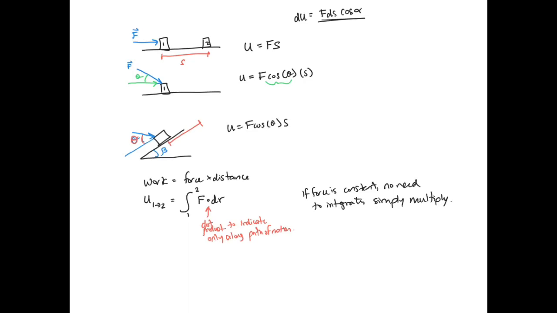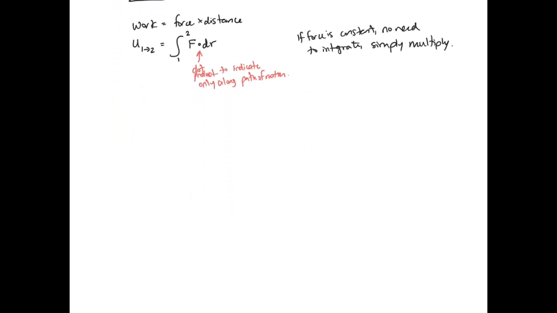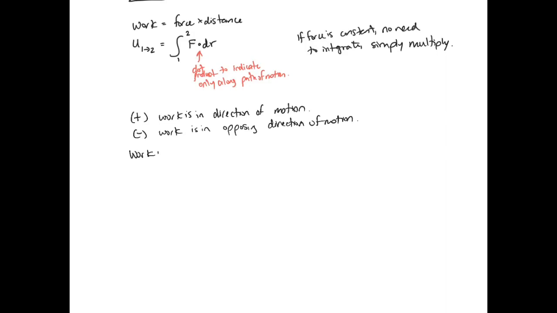Positive work is in the direction of positive motion. So you could have negative work. Positive work is in the direction of motion. Negative work is opposing the direction of motion. And work is a scalar, not a vector.